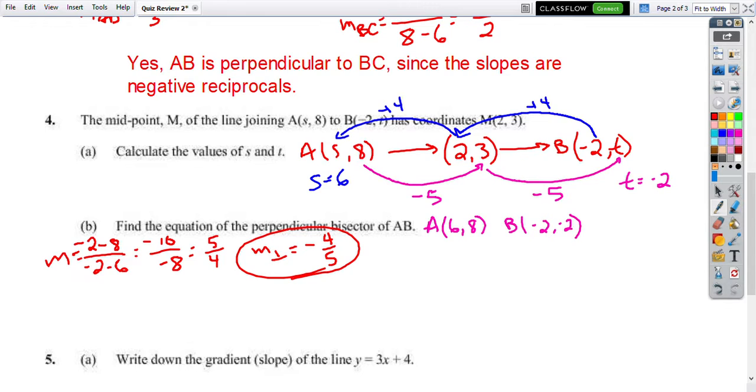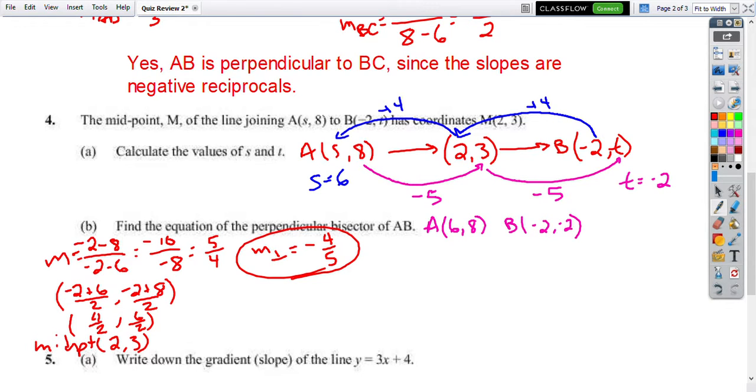And then I need the midpoint. Okay, that's add divided by 2. So the x's, negative 2 plus 6 over 2. And then the y's, negative 2 plus 8 over 2. So that gives me 4 over 2 and 6 over 2. So my midpoint is (2, 3). Okay? And that's my midpoint.